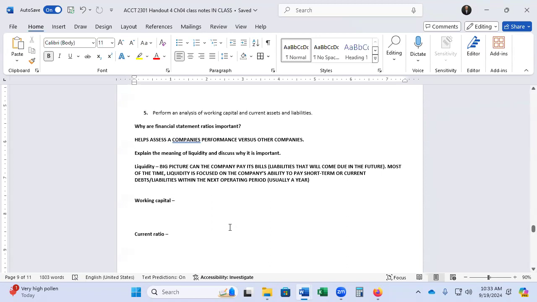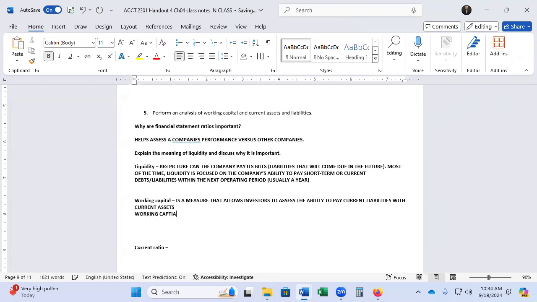Working capital is a measure that allows investors to assess ability to pay current liabilities with current assets. And so working capital equals current assets minus current liabilities.